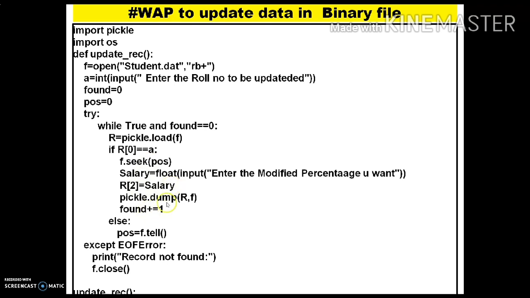Now you dump the records. If the record is found, found is incremented by 1. In case it is not found, it will raise an error, record not found. Now you close the file and call the update record function.